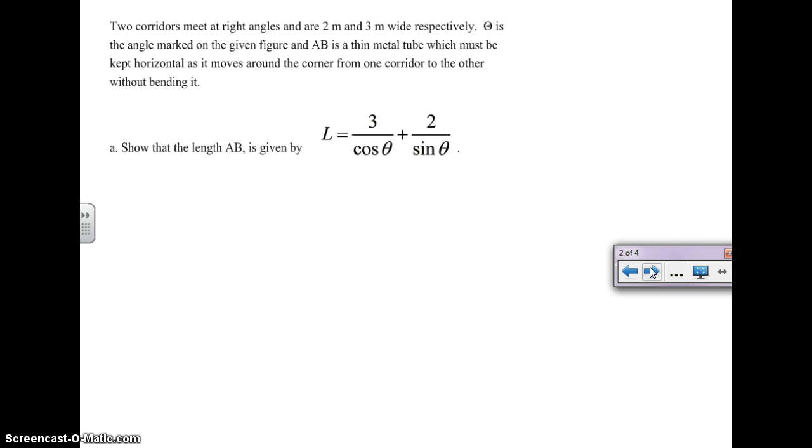If you guys have ever watched Friends, this problem reminds me of the episode where Ross is trying to get a couch up a staircase into his new apartment. And Ross and Rachel have this couch and they are trying to turn a corner. So if you think of two corridors meeting at a right angle, and they are respectively 2 meters by 3 meters wide. All right, let's go ahead and set up a picture here.